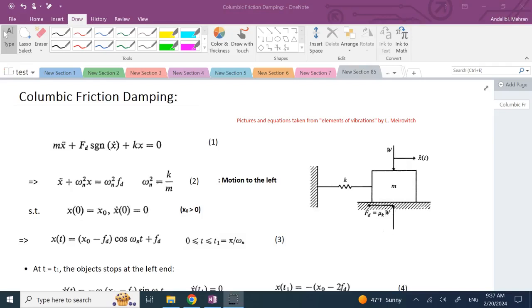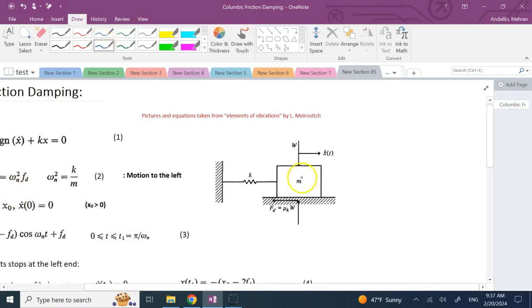Hello everyone. In this video we're going to talk about Coulomb friction damping. So most of you have seen the viscous friction damping, right? Where we have this mass moving on a surface and there is a spring and there is a viscous damper, which we show like this. And the force of that damper is like C x dot.